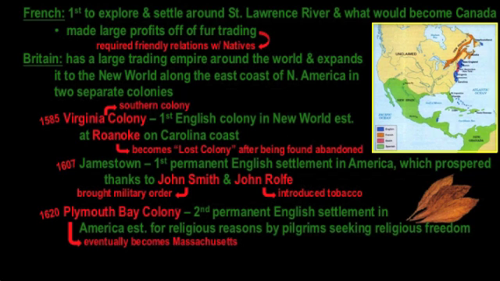Now, in 1620, the Plymouth Bay colony is established. It is the northern colony. It will become the second permanent English settlement in America. And it's not established for economic reasons like Jamestown, but for religious reasons by the Pilgrims who are seeking religious freedom. We all know the story of the first Thanksgiving and the Pilgrims.